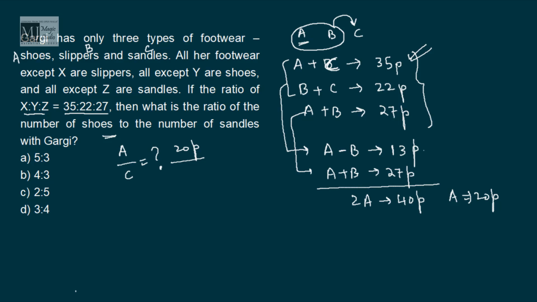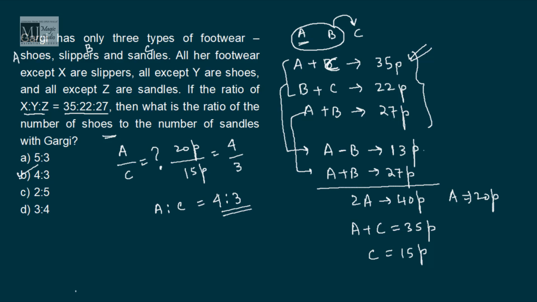A is 20P. I need C. I can get C from here. A plus C is 35P. That means C is equal to 15P. So if I cancel this out with the help of 5, I'll get 4 and 3. Ratio of A is to C, or number of shoes to the number of sandals with her, is 4 is to 3. Option B fits in. That's the answer.